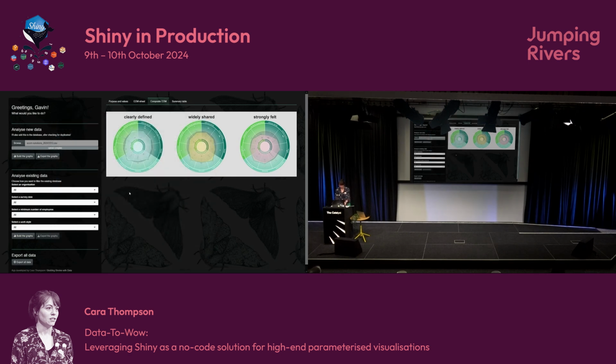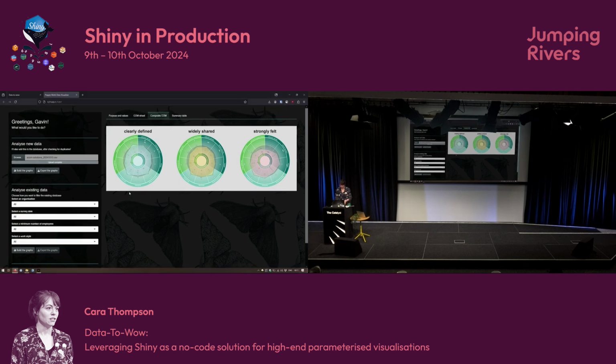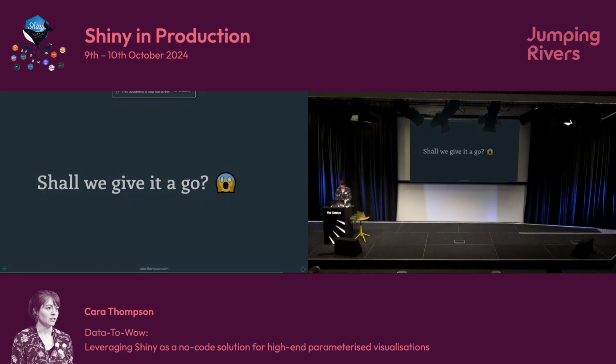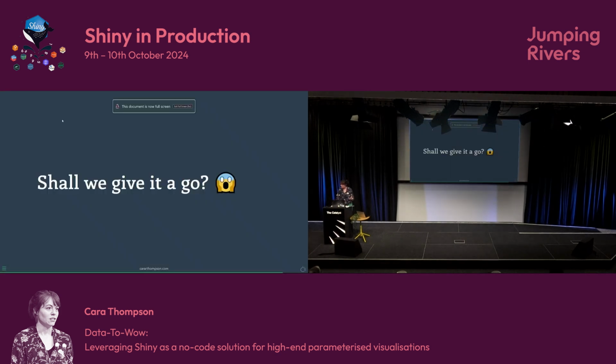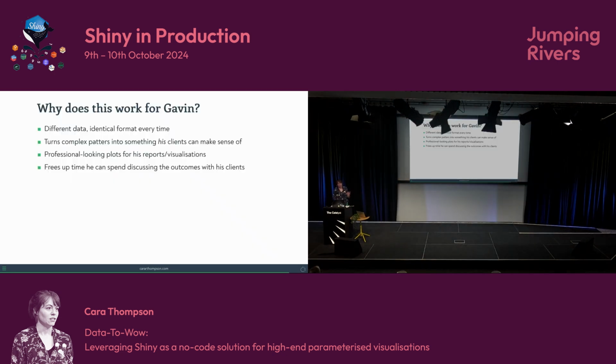So let me exit the full screen of the app and just wrap up. So we gave it a go, and it worked, despite my computer deciding that now is a great time to do some Windows updates. Why does it work for him? It works for him because he uses different data, but with an identical format every time. So he gets the data straight from the questionnaire, the online questionnaire that he's using.